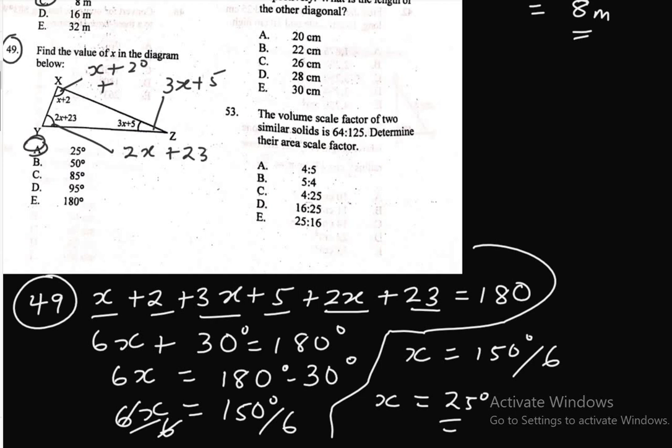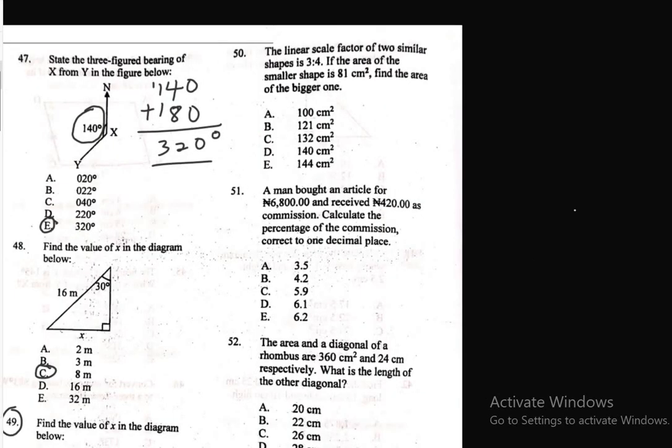Okay, so let's move up now to question 50. Question 50 says, the linear scale factor of two similar shapes is 3:4. If the area of the smaller shape is 81 centimeters square, find the area of the bigger one. I want you to know that when two shapes are similar, the ratio of their areas is equal to the square of the linear scale factor.